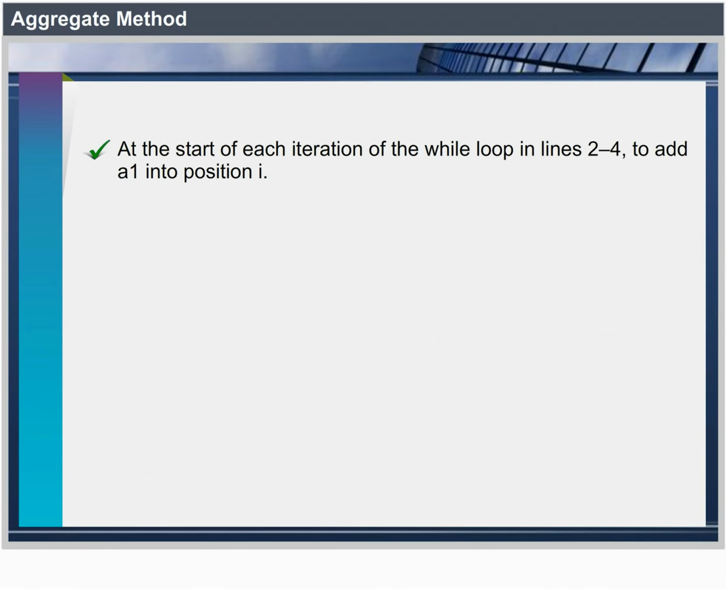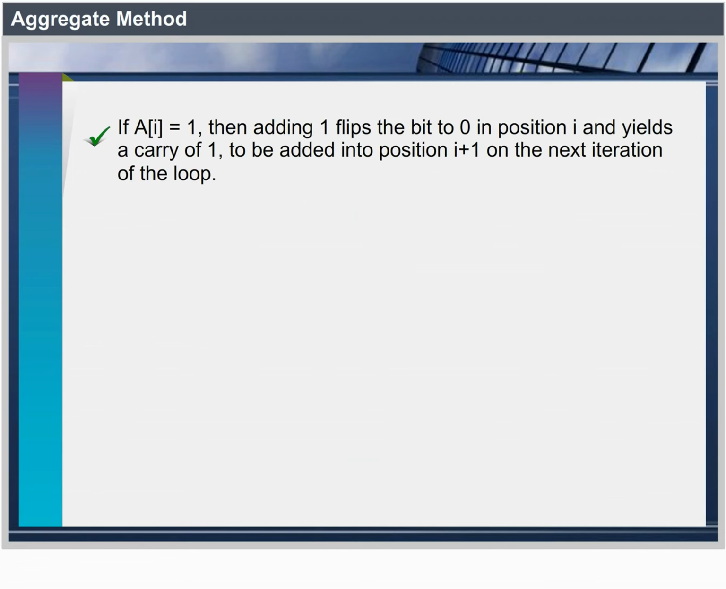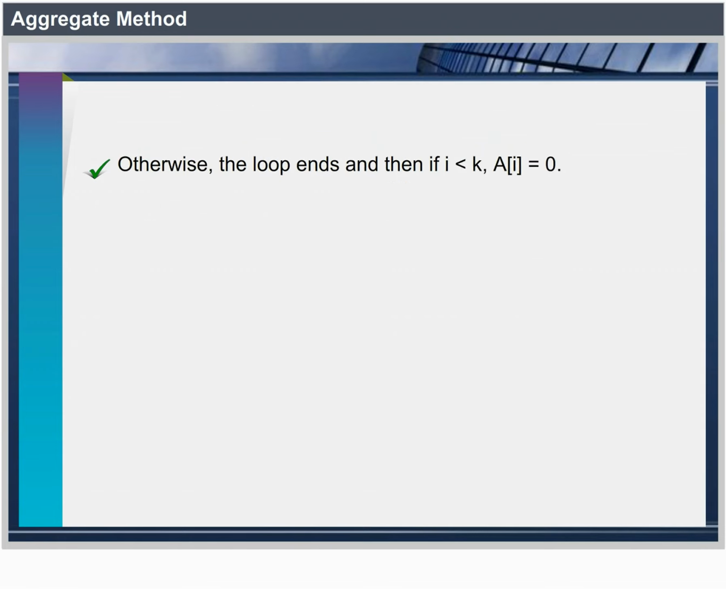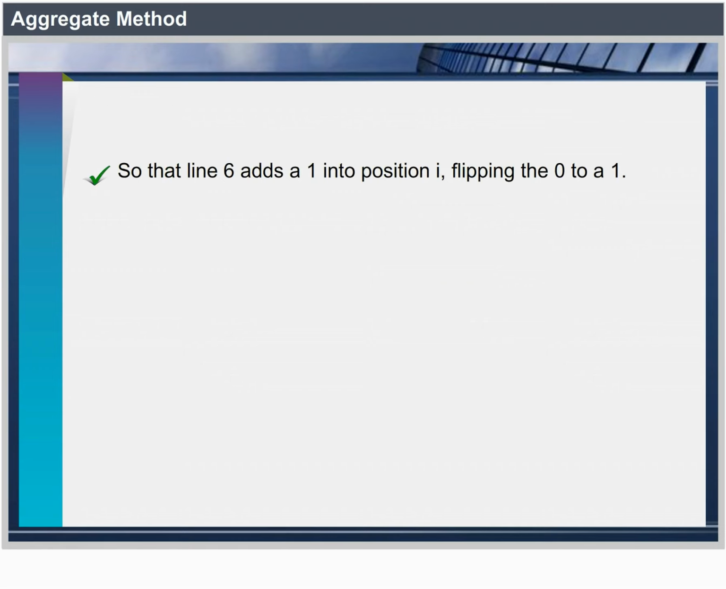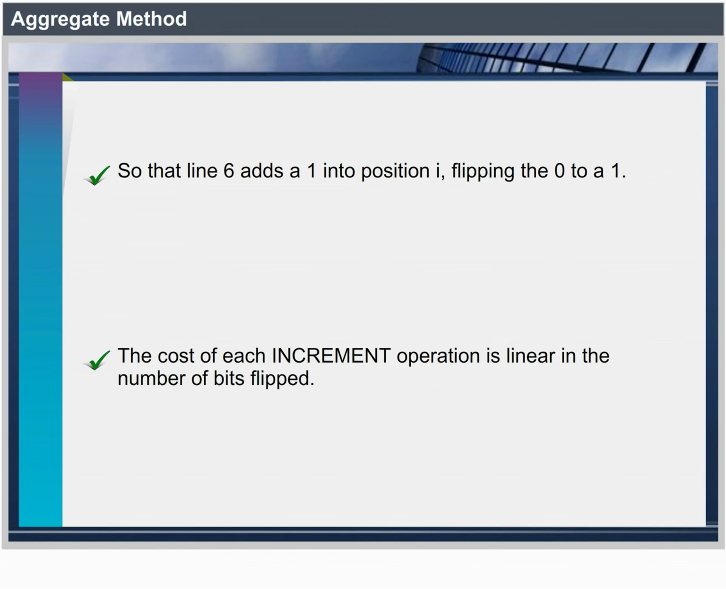At the start of each iteration of the while loop in lines 2 to 4, we want to add a 1 into position i. If A[i] equals 1, then adding 1 flips the bit to 0 in position i and yields a carry of 1 to be added into position i plus 1 on the next iteration of the loop. Otherwise, the loop ends, and then, if i is less than k, A[i] equals 0, so that line 6 adds a 1 into position i, flipping the 0 to a 1. The cost of each increment operation is linear in the number of bits flipped.